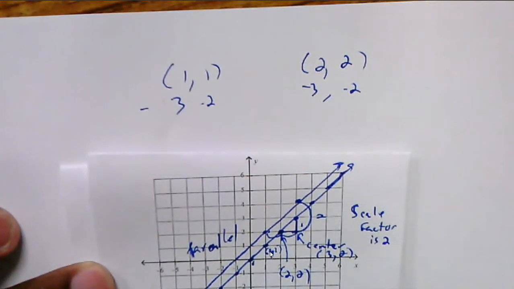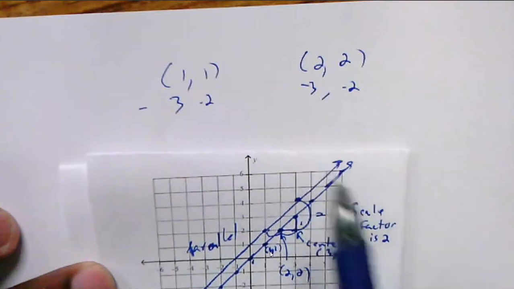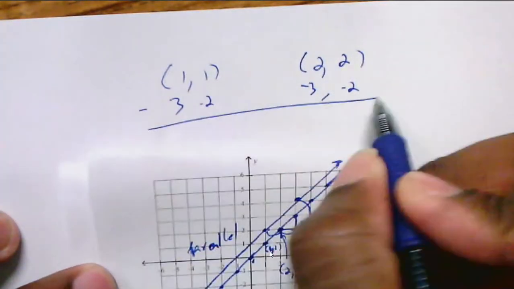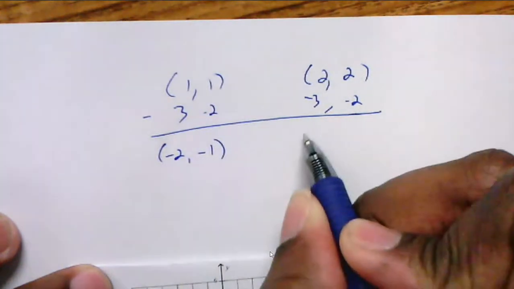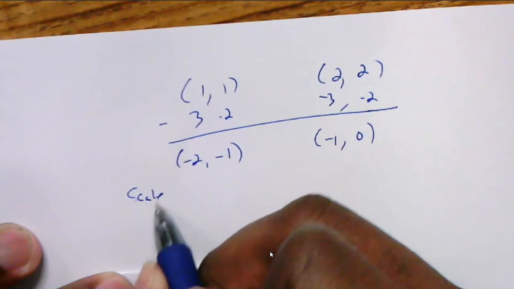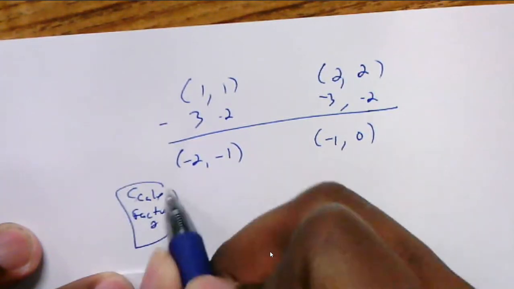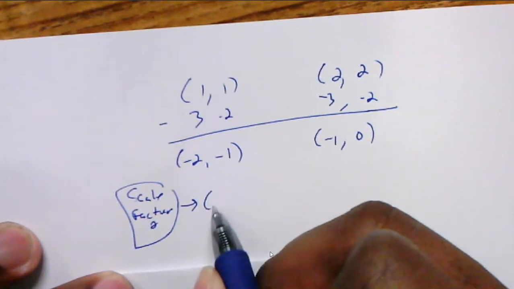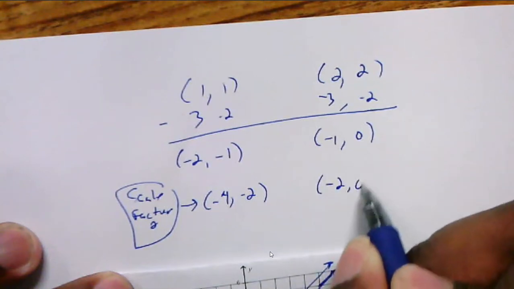So I just chose 2 points on that line, and I want to dilate them with that scale factor and that center. So (1, 1) is here and (2, 2) is there. If I subtract my center from them, you come up with coordinates that are (-2, -1) and (-1, 0). You have your scale factor, which is 2. So multiply all those numbers by 2, which gives you (-4, -2) and (-2, 0).